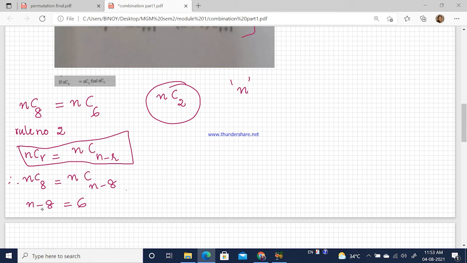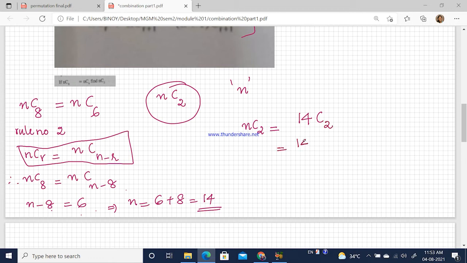So I write N minus 8 is equal to 6, which implies N is equal to 6 plus 8, which is nothing but 14. So we found what is N. Now what we have to find is NC2. Since we got N, we need to find NC2. So NC2 means it is 14C2.